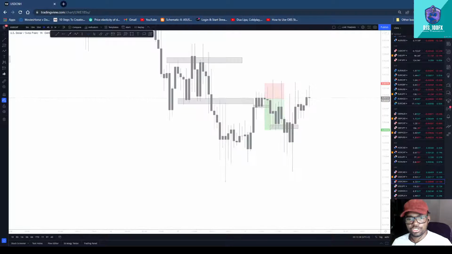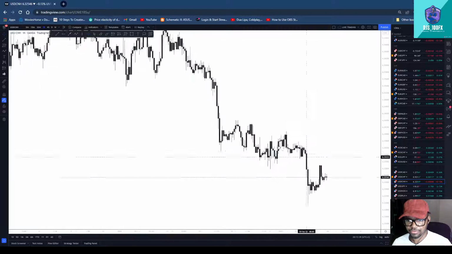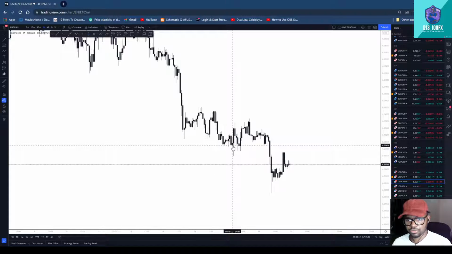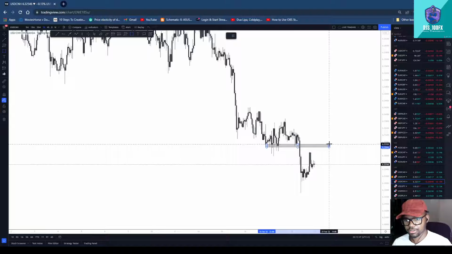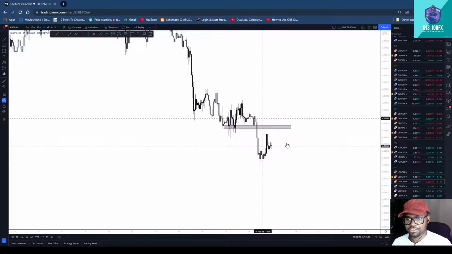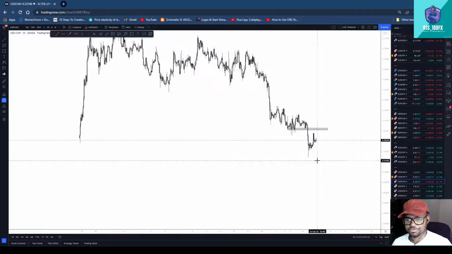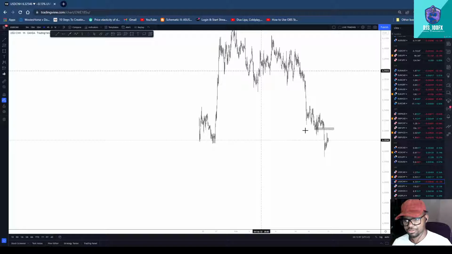USD CHF, let's see. I was expecting a trade at this level here, break and retest, never got there. It might get there throughout this current week. Price could easily get here, would be a good sell setup for me. As we can see, price has been trending down.